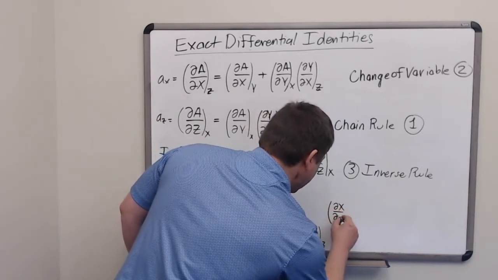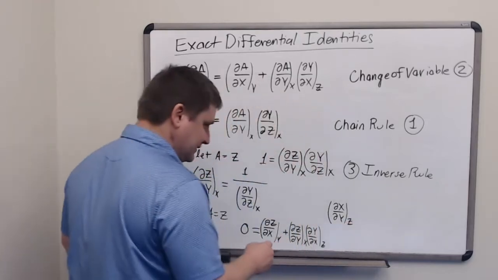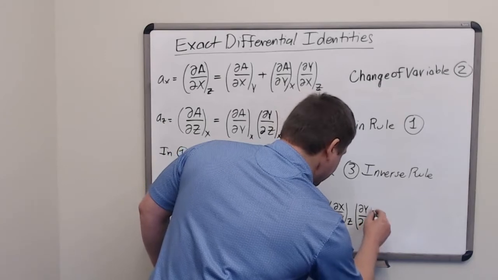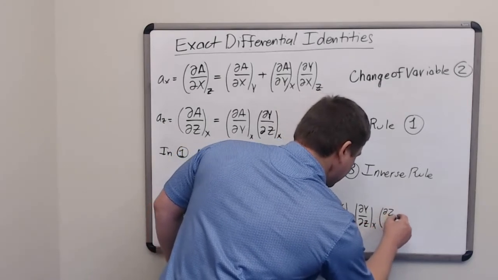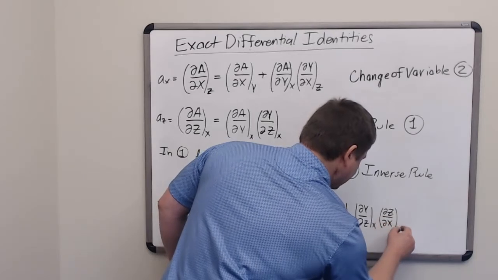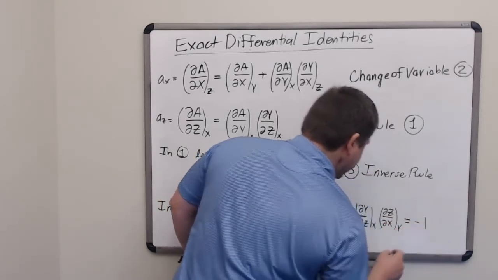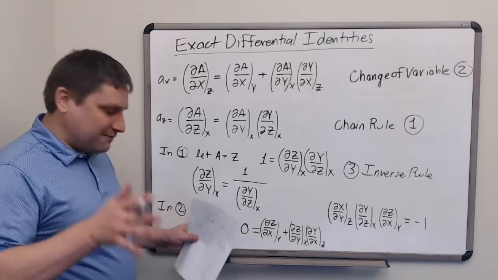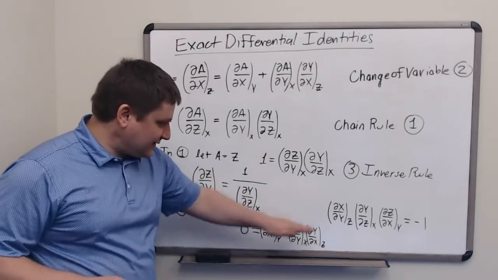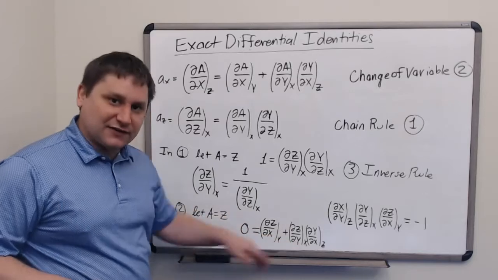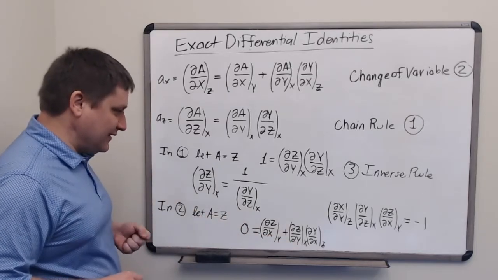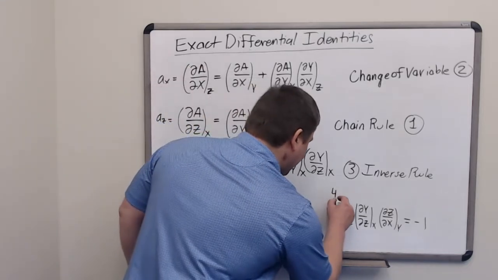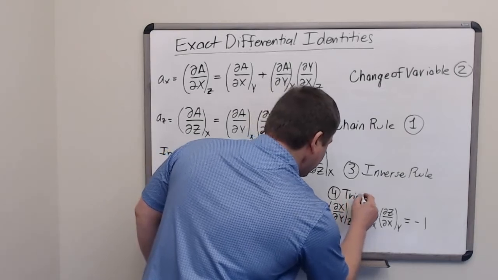dx dy with z held constant times dy dz with x held constant times dz dx with y held constant equals -1. So if you want, you can pause and try to see how I got this from just moving these around algebraically, flipping them upside down and stuff. So this is a neat rule, number 4. We call this the triple product rule.